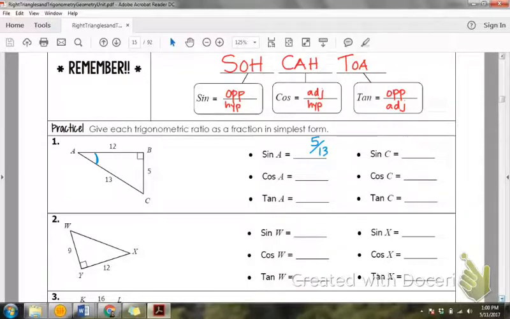Okay. What about the cosine of angle A? Remember, cosine is adjacent over hypotenuse. Julia, which side is the adjacent for angle A?